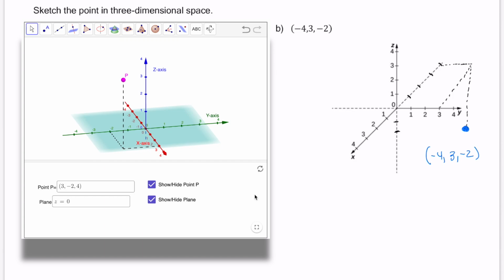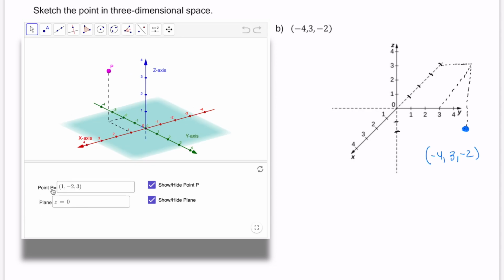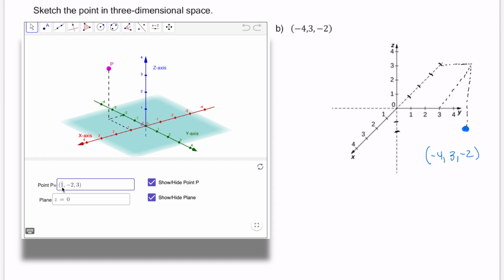And if we go back to our grapher, I'm going to go ahead and reset this construction by clicking this little button right there. And I'm back to my default 1, negative 2, 3. I'm going to change this to negative 4, 3, negative 2. And that is not quite visible here.